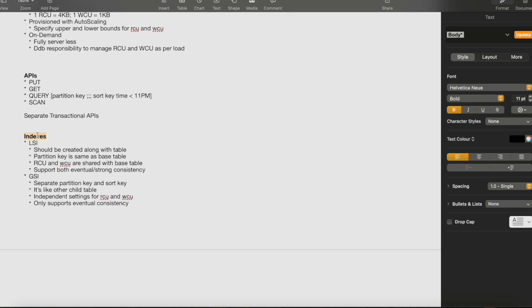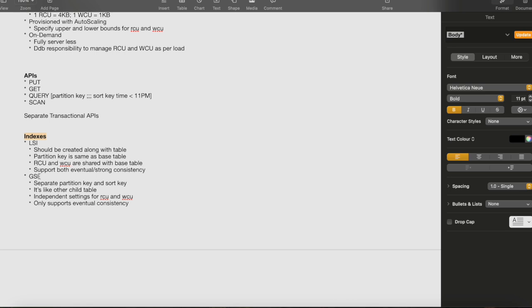There is a basic difference between them. With LSI, it has to be specified whenever you are creating the table, along with the table. If you are creating a table, at that point only, you have to create this LSI as well. And the partition key is the same as your base table. You can define a separate sort key for it, but the partition key has to be the same. This is the main difference between GSI and LSI.